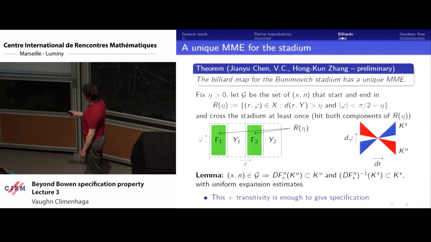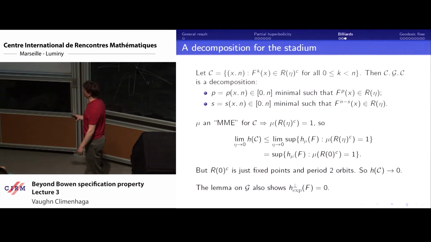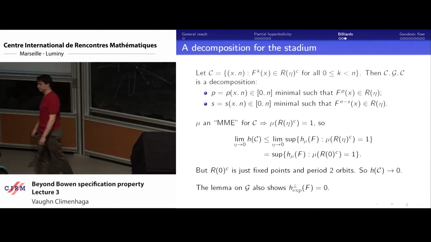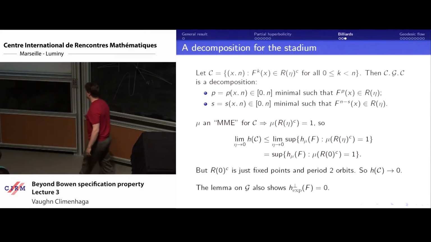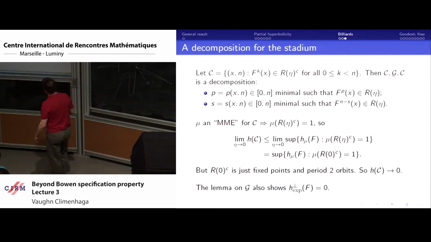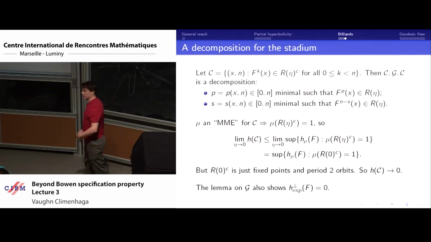But the complement of R eta is just the flat parts and the pi by 2 parts, and roughly speaking, there's no entropy there because all of those orbits are just fixed points and period 2 orbits. So by making eta small enough, you can guarantee that the entropy of the suffix collection is smaller than the topological entropy, which is known to be positive.